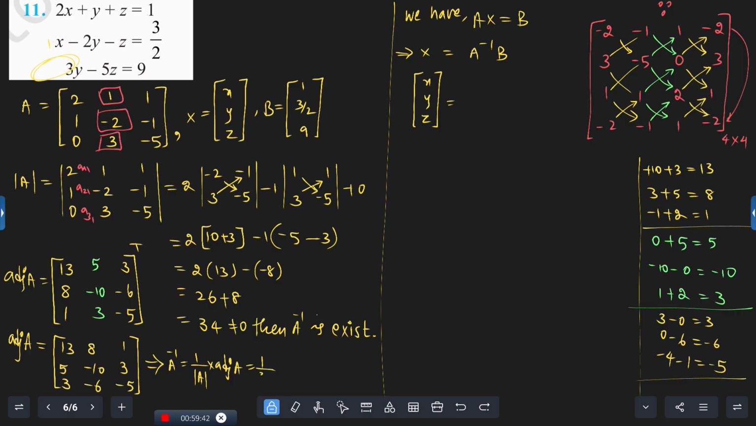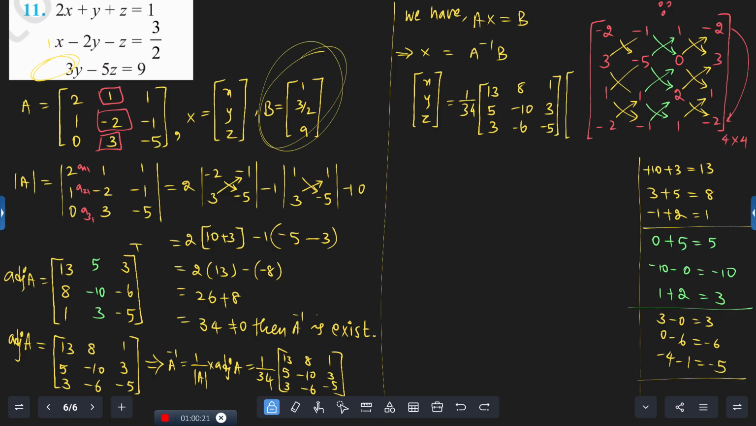So 1 by 34. So A inverse is 1 by 34 into the matrix 13, 5, 3; 8, minus 10, minus 6; last column 3, 1, 3, minus 5. This is A inverse. And the B matrix here we have is 1, 3 by 2, 9.